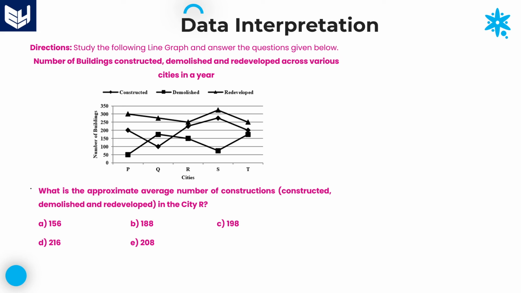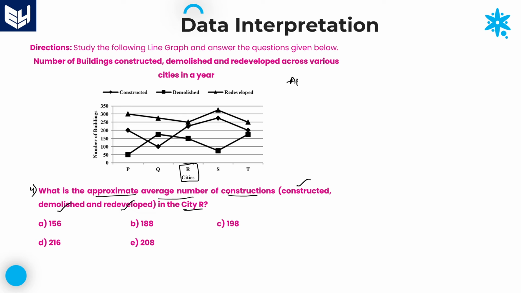Next question, fourth one. Here the fourth question is, what is the approximate average number of constructions? Constructions are different, constructed, that is different. See, we need to calculate approximate average number of constructions. Constructions in the sense, how many buildings are constructed, how many buildings are demolished, how many buildings are redeveloped. That is called construction altogether in city R. So we are talking about city R. In city R, we need to calculate the average number of constructions, approximate average.